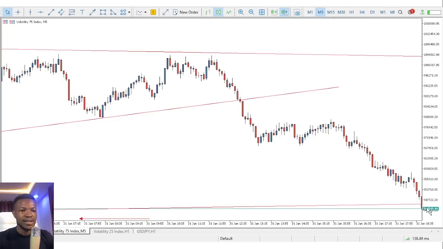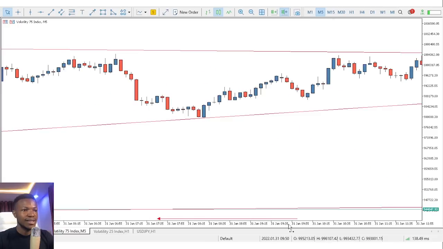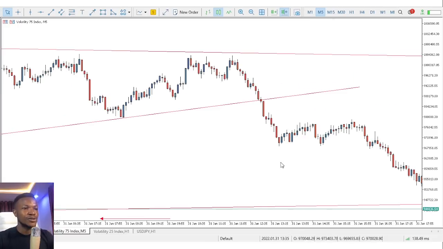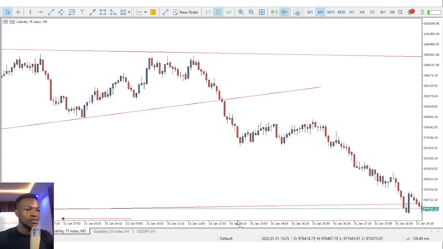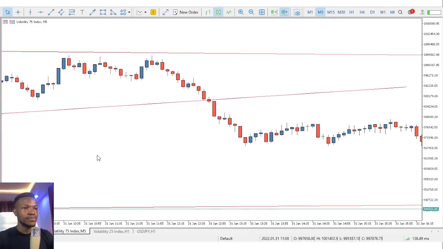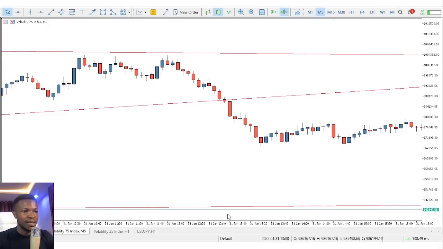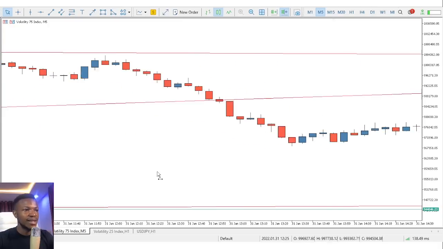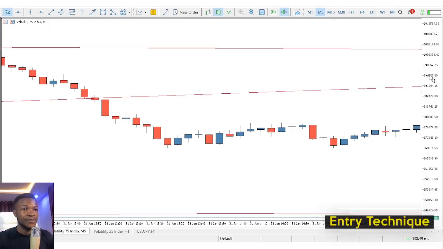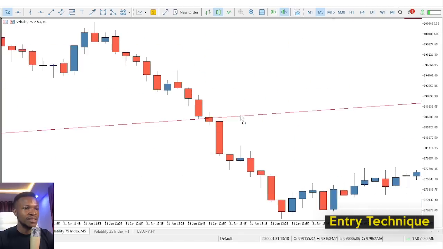So let's look at this chart, guys. Trust me, I want to show you. Take a closer look at this chart now. Can you see the formation of these candlesticks here? If you can see it, put it in the comment section, I can see it.